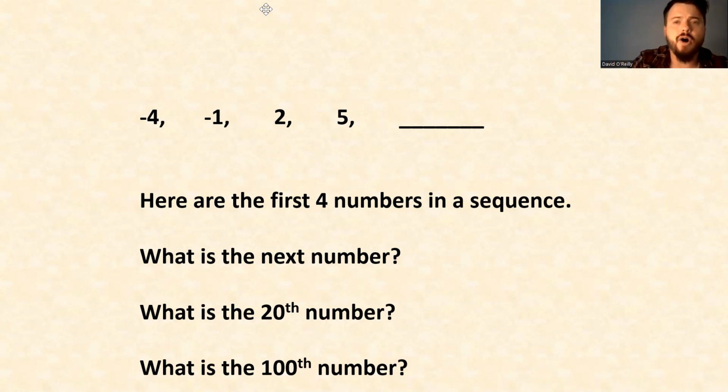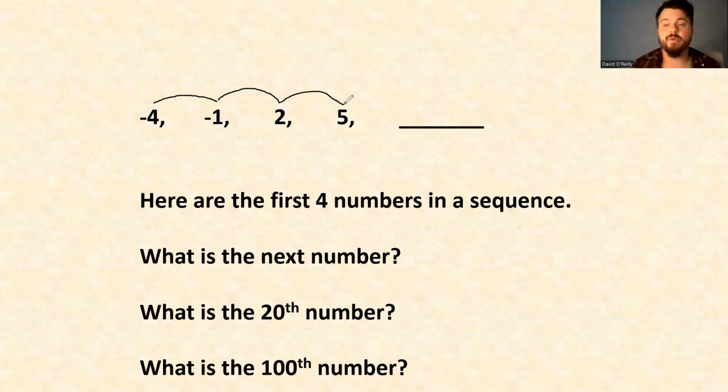So let's start off with the first question. What is the next number? Now, this one shouldn't be too tricky. In order to find the next number, we just need to figure out what's going on with the sequence. The best way to do that is by finding the difference between the numbers. From -4 to -1, we're adding 3. From -1 to 2, we're adding 3. And from 2 to 5, we're adding 3. So we know that in our sequence we're adding 3. Therefore the next number is 5 plus 3, which is 8.